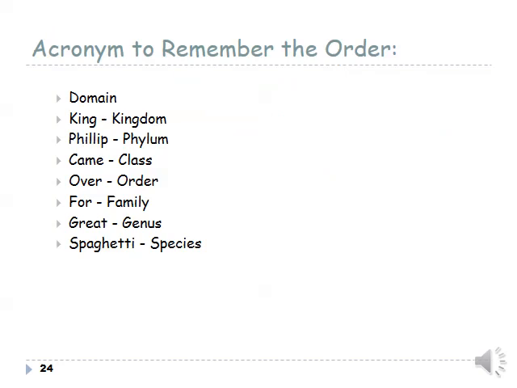Here's an acronym to help you to remember the order. Starting with domain, we then have kingdom, phylum, class, order, family, genus, species. So a good way to remember this order is using the acronym King Philip came over for great spaghetti. There will be a question on the unit exam in which you need to know the order of this hierarchy of the classification system.